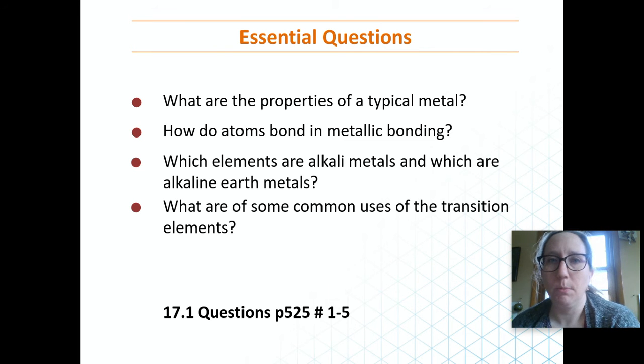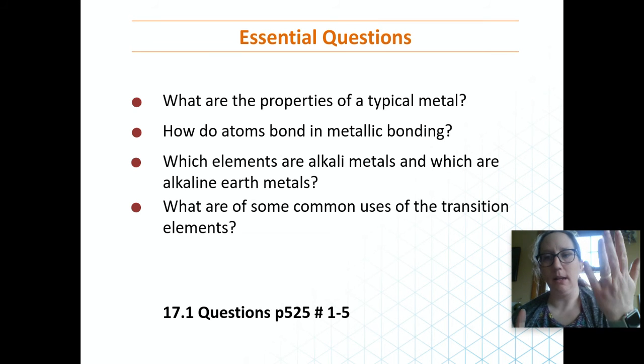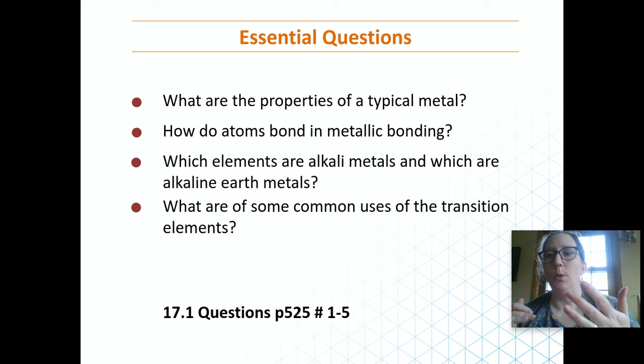So here's a review of 17.1, and this was an assignment that I gave you on Monday. So what are the properties of a typical metal? They are shiny, they are ductile, they're malleable, they're good conductors, they're almost all solids at room temperature, and they're very common and useful. All right, how do atoms bond in metallic bonding? So metals form generally either ionic bonds, which we'll talk about next chapter, or metallic bonds.